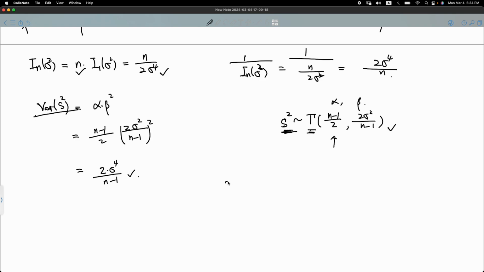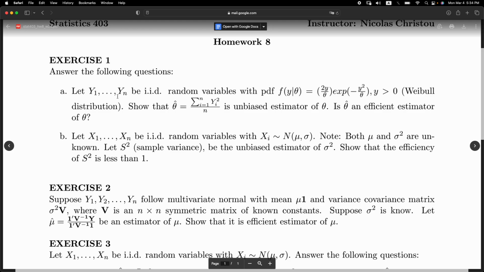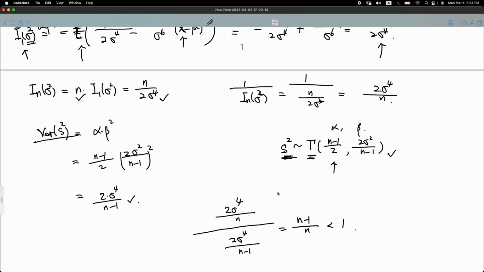And next we just need to take the ratio. So 2 sigma raised to the power 4 over n, and then over the 2 sigma raised to the power 4 over n minus 1. So this should be n minus 1 over n, and then we can see that this is less than 1. So I think this is what the question wants to show. So show that the efficiency of S squared is less than 1. Okay. Yeah. Any questions or comments on this part?